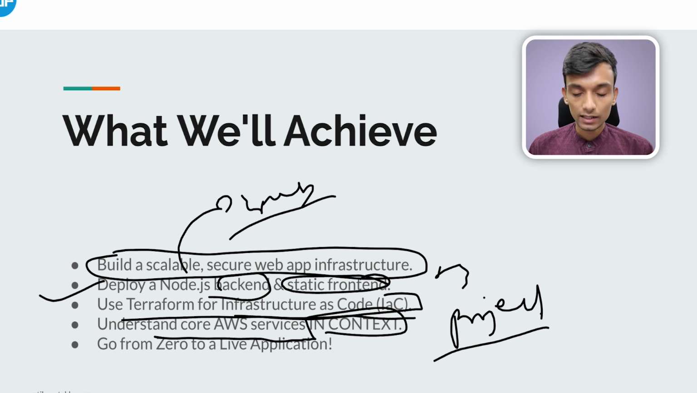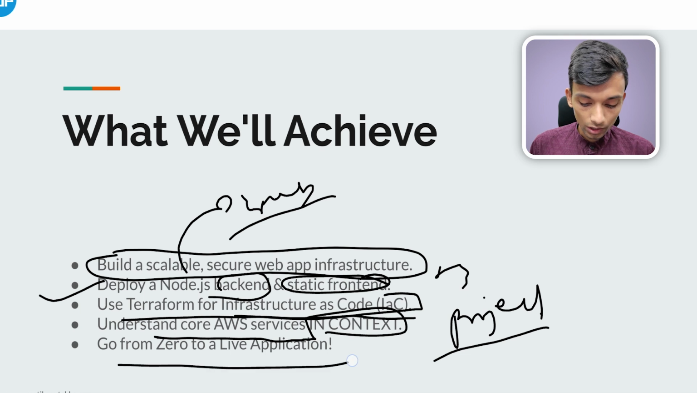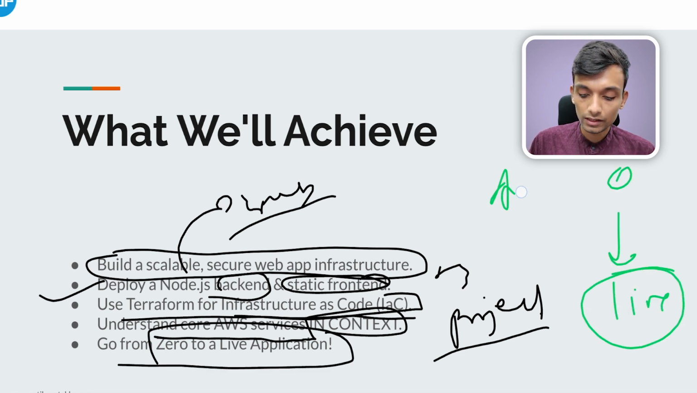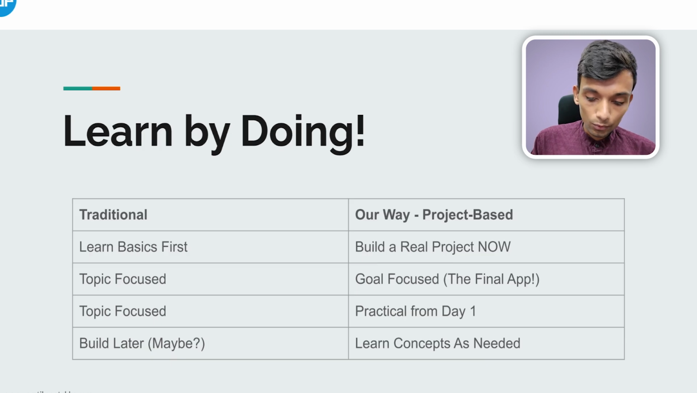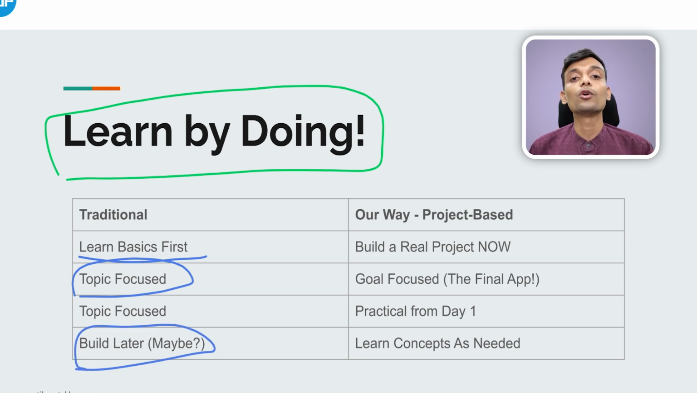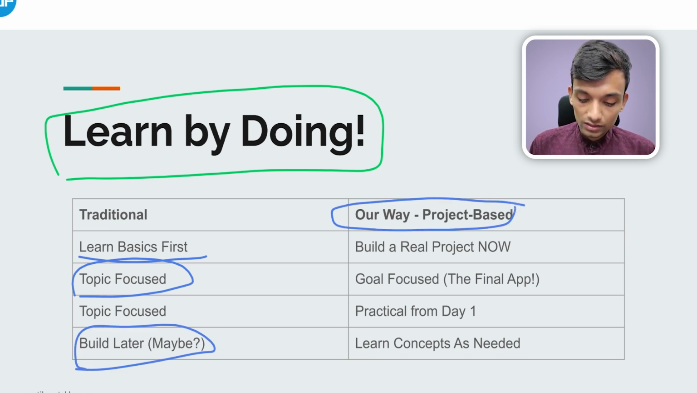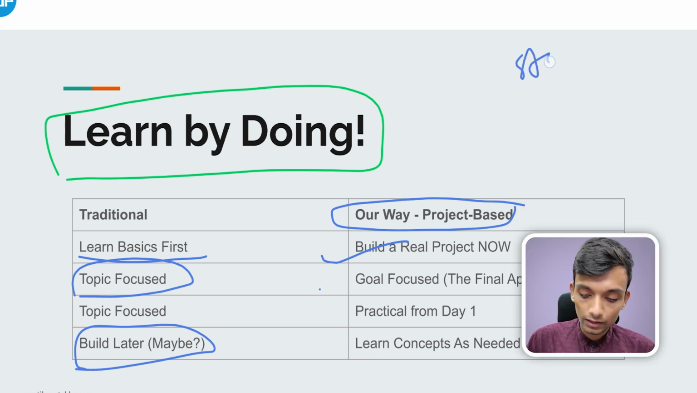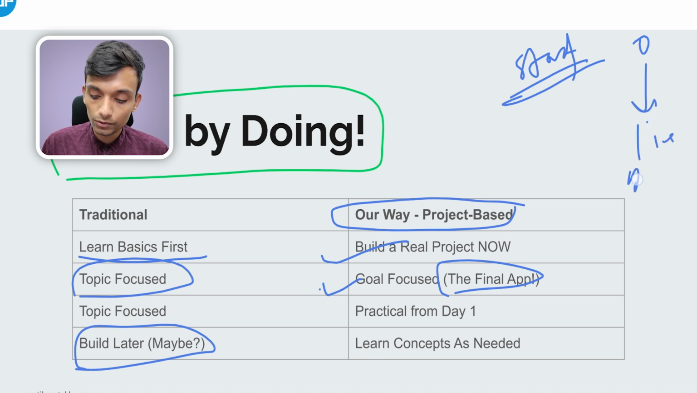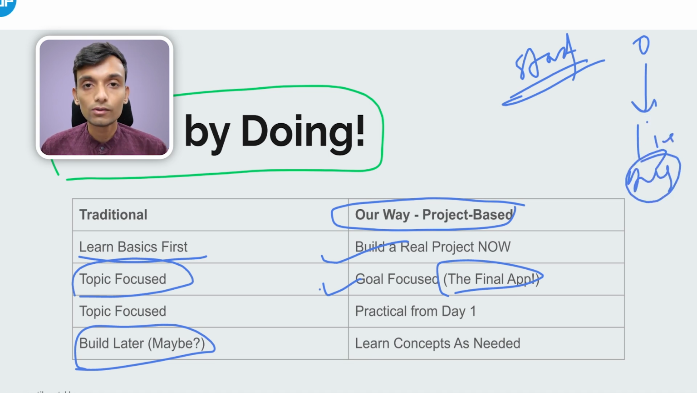When you do two or three projects like this, you are ready to go from zero to live. Our main focus is just zero to live, making our application live on AWS. That's our focus. We are following the approach learn by doing. Learn basics first, that's the traditional approach. Topic focus, build later. Maybe if you get time, you are going to build it. What's my way of teaching? Build a real world project now. We just start building a project, right? Goal focus, final app. Our main focus is zero to live on AWS.